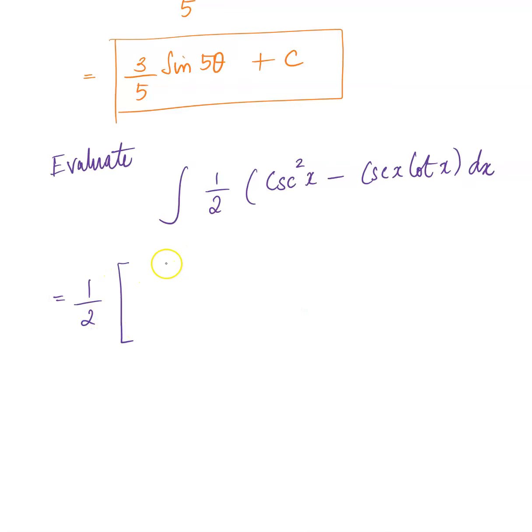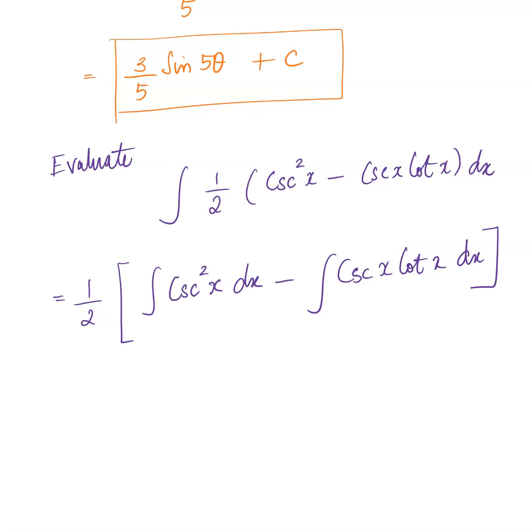So I'm pulling out the half, and I'd like to split this up into 2 separate integrals. Looks like I'm having a hard time writing the cosecant. Okay. Now the formula itself has cosecant squared. So the formula itself is to help you find the antiderivative for cosecant squared x. So you don't try to undo the square or anything. Just apply the formula that we know.